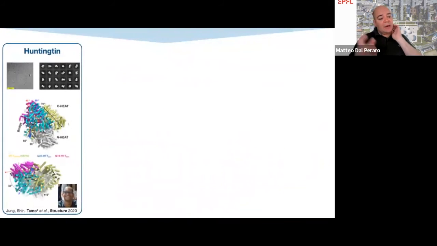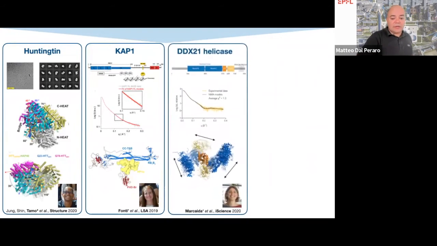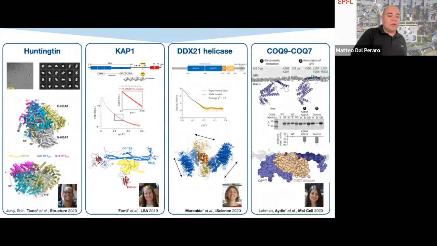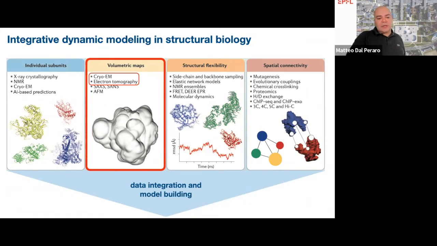And along the years, in the lab we have been busy with the investigation of several systems. Here you have a few vignettes from the past years where we used different sources of data, cryo-electron microscopy, SAXS data, membrane association assays, to make progress in our understanding of some big systems like the huntingtin protein that is involved in neurodegenerative disease, the DDX21 helicase involved in gene regulation, and the coenzyme Q synthome that is associated with the synthesis of coenzyme Q, a very hydrophobic molecule present in all our mitochondria. But today I don't have the time to go into the details of these studies; I rather wanted to focus on some new methods that we put forward.